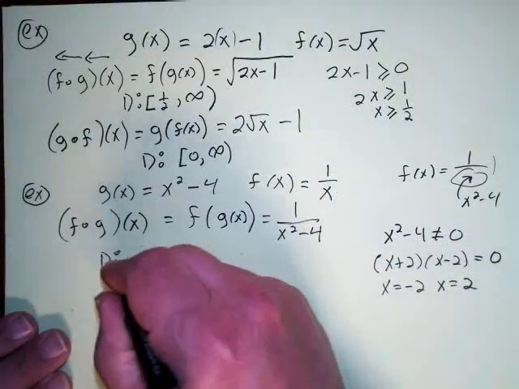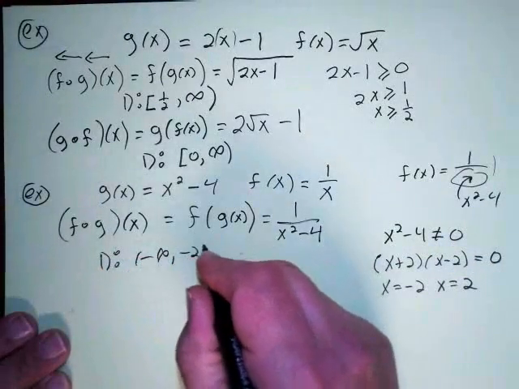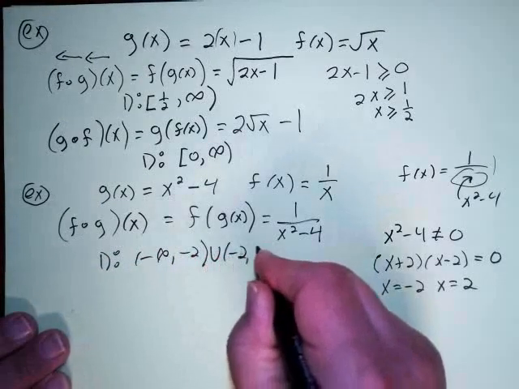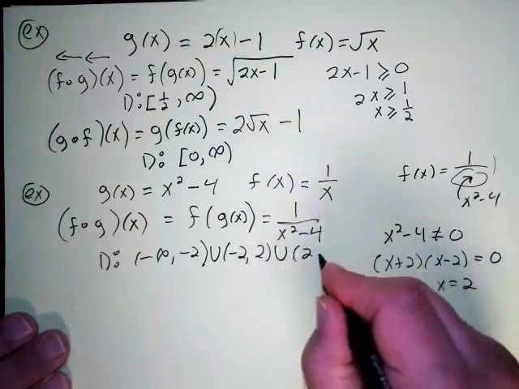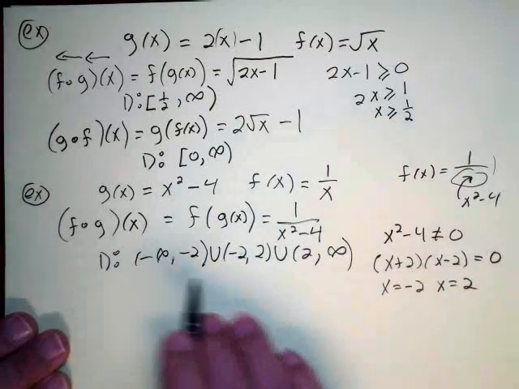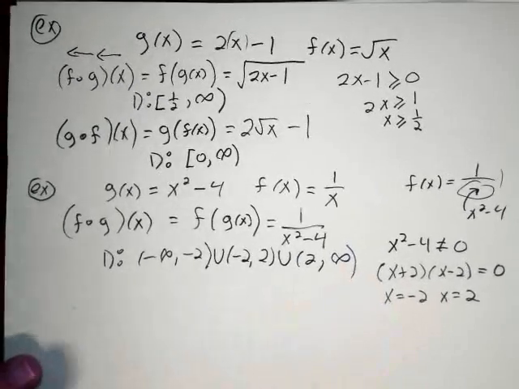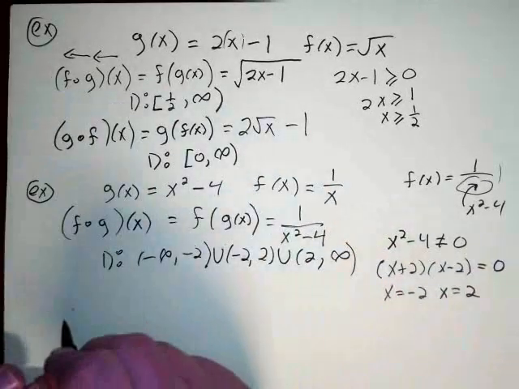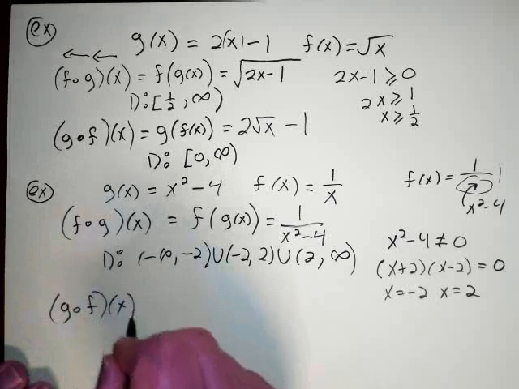So the domain, I can do negative infinity to negative 2, and it doesn't include that negative 2. Negative 2 to positive 2 doesn't include the positive 2. And then 2 to infinity. So that's how I would write the domain for that in interval notation. Okay, well, let's try the other composition, right? G of f of x.